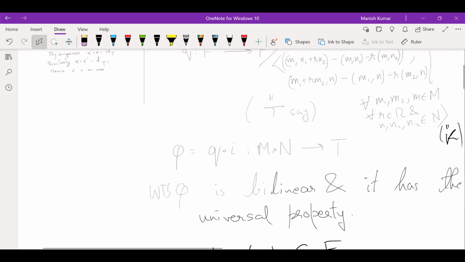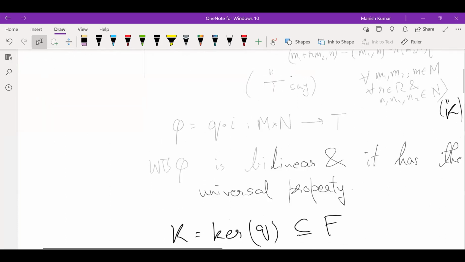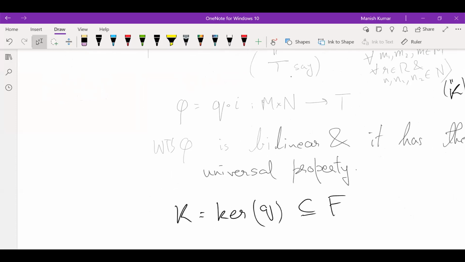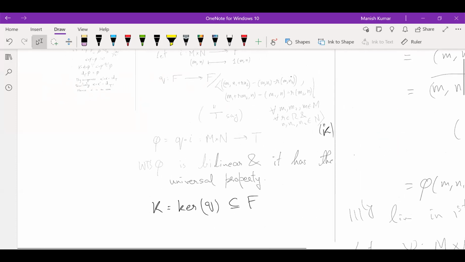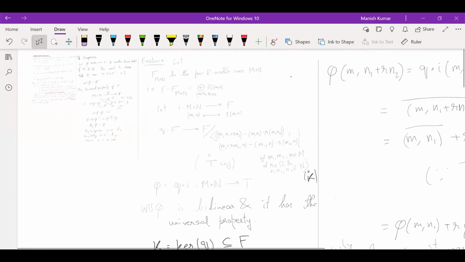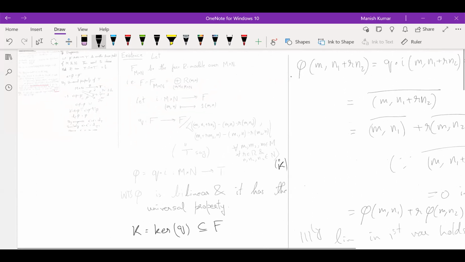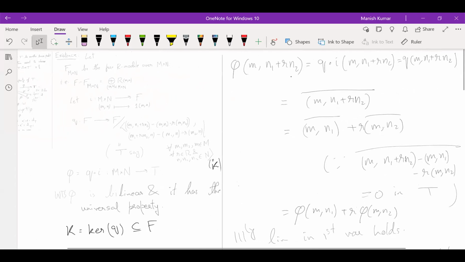So let's call K the kernel of Q. So K is precisely the submodule which we have quotiented out. It's the same guy. So the submodule which is in the denominator is precisely K. Okay, so now let's consider phi.